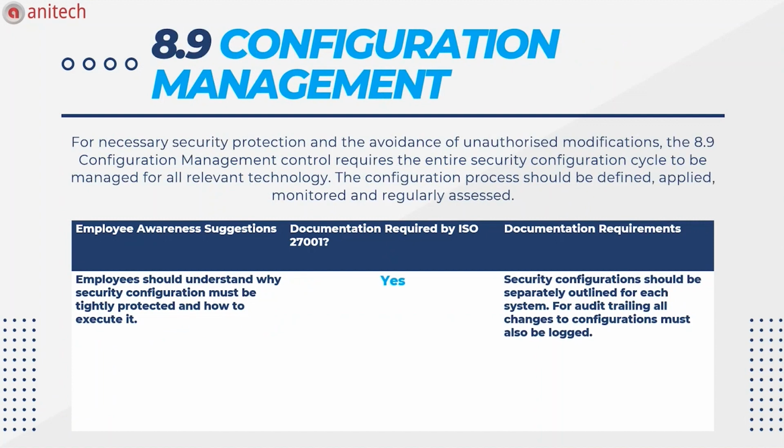Configuration management, which is control 8.9, for necessary security protection and the avoidance of any unauthorized modification. The 8.9 configuration management control requires the entire security configuration cycle to be managed for all relevant technology. This process should be defined, applied, monitored, and regularly assessed. Employee awareness is that they should understand why security configuration must be tightly protected and how to execute it.